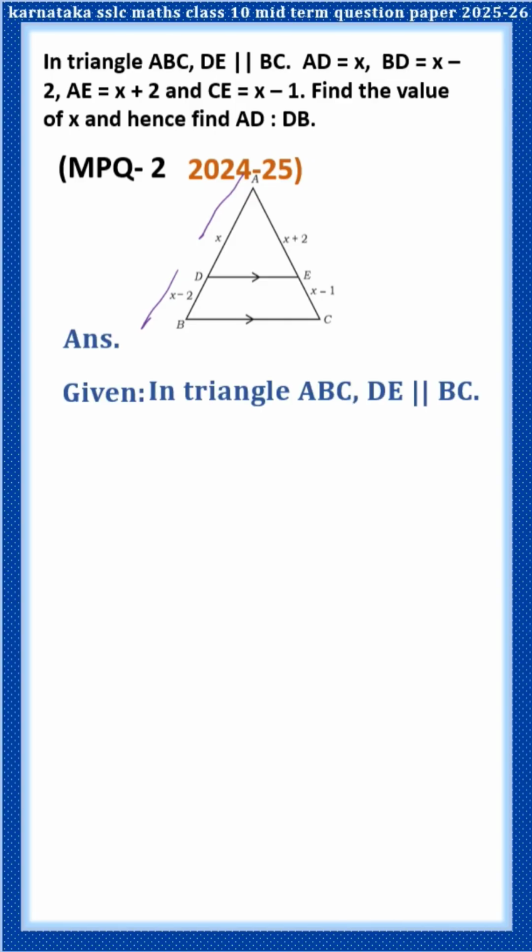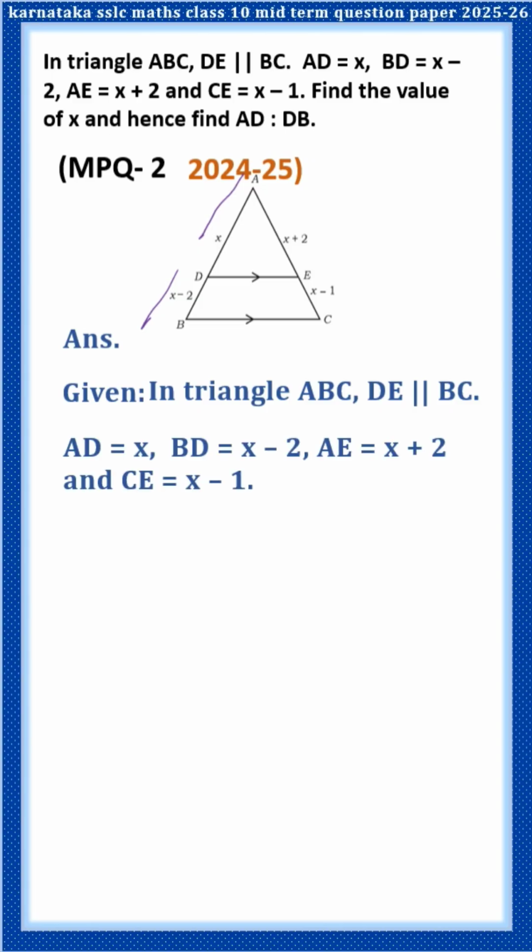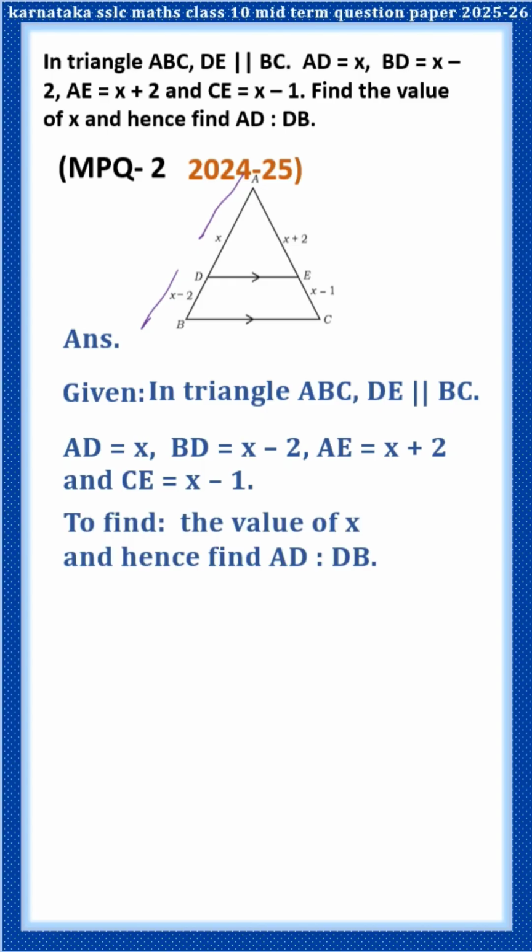Here in triangle ABC, DE is parallel to BC. So AD is equal to x, BD is equal to x minus 2, AE is equal to x plus 2, CE is equal to x minus 1. Find the value of x and hence find AD is to DB.